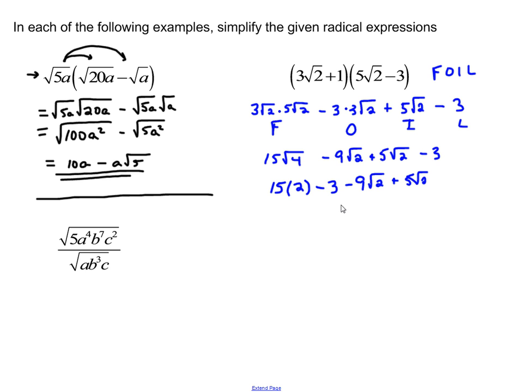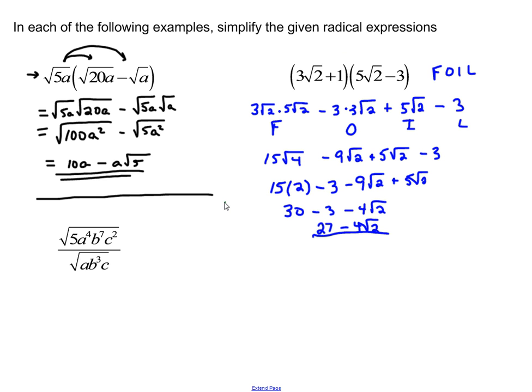Okay, so let's see what we can add right here. 15 times 2, that's 30. And negative 9 square root of 2 and positive 5 square root of 2 can be added as like terms, giving us minus 4 times the square root of 2. So really we're left with 30 minus 3, which is 27, minus 4 times the square root of 2. That's our simplified expression. There's no more that we can do with that, so we're done.